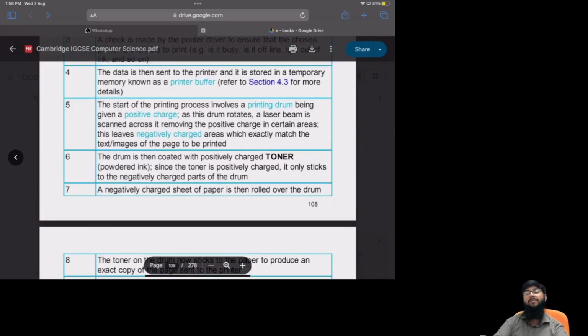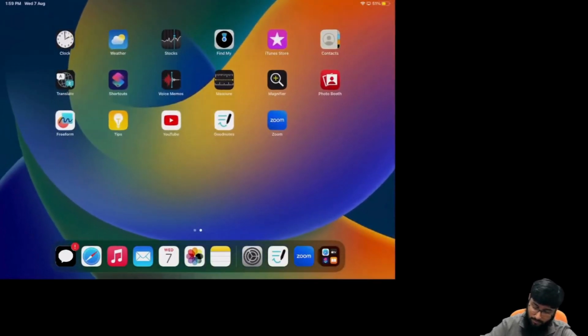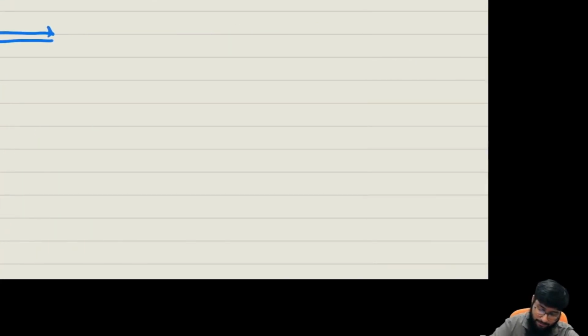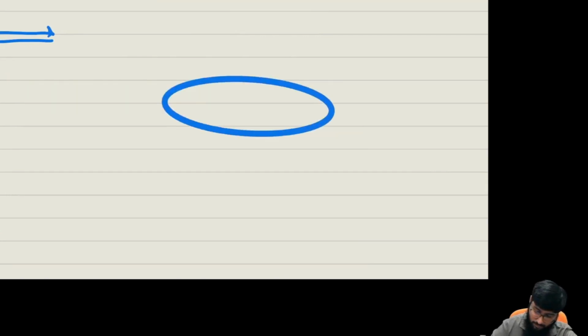Now these 4 points were the same for the inkjet. Now coming towards the fifth point of the laser, they are saying the start of the printing process, you are going to have a printing drum that is given a positive charge. There is a printing drum over here, and this printing drum is being provided with a positive charge right now.